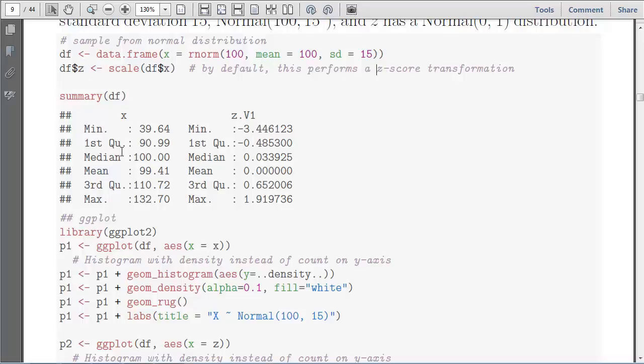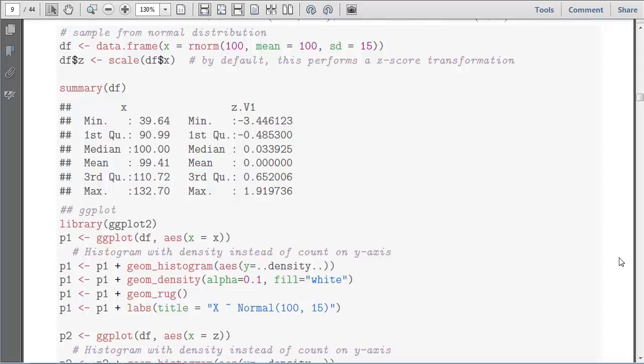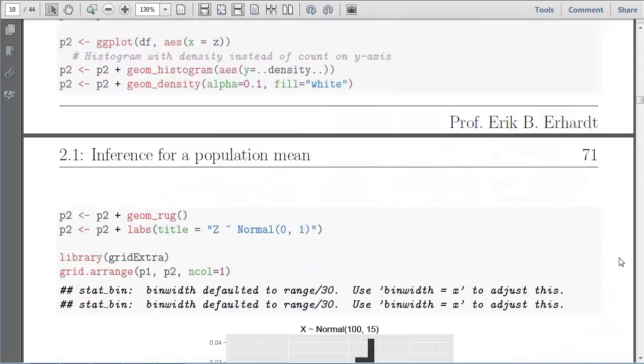So if we look at a summary here, we can see that the mean of our sample of 100 was close to 100, and then after the z-score transformation, it's exactly 0. And the standard deviation has been set to 1 as well.